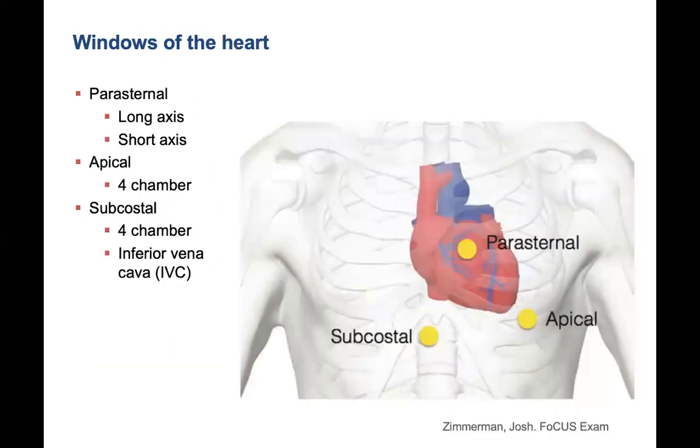So again, we talked about the windows of the heart: parasternal, apical, and subcostal. In the parasternal, we discussed the long axis and the short axis view. In the apical, we did the four-chamber. And then in the subcostal, we talked about the four-chamber view and the inferior vena cava.